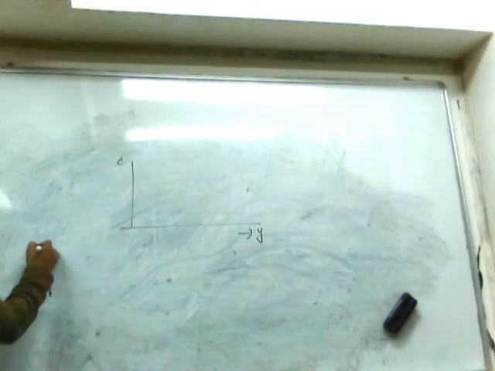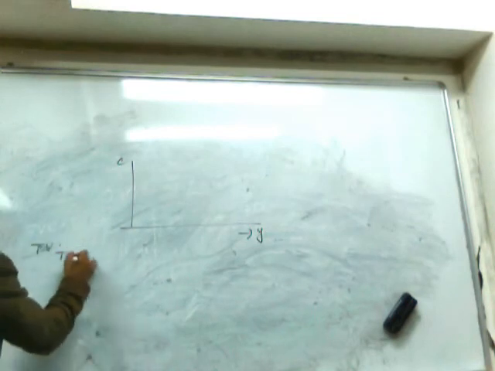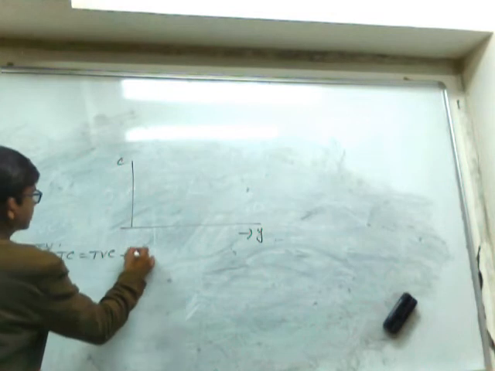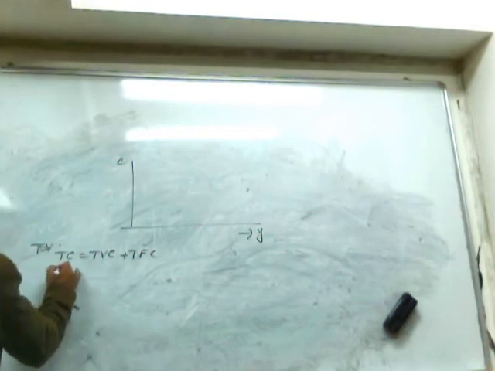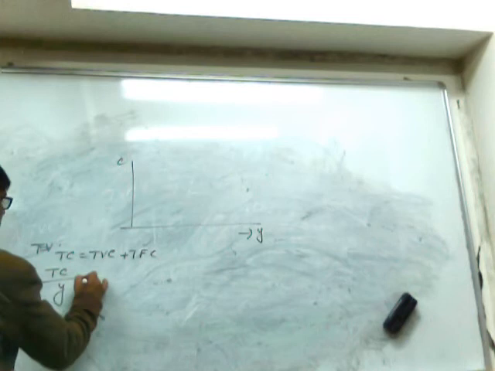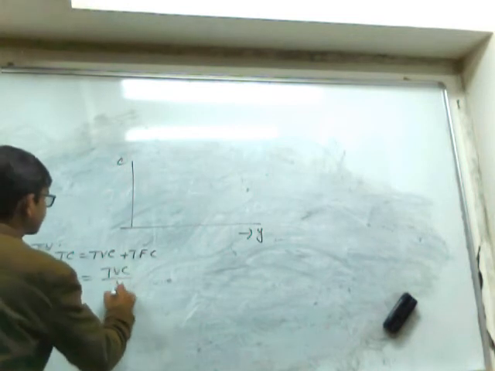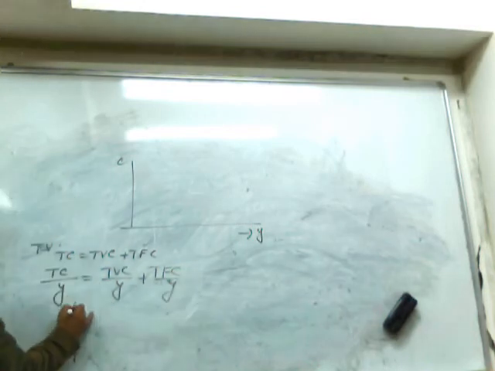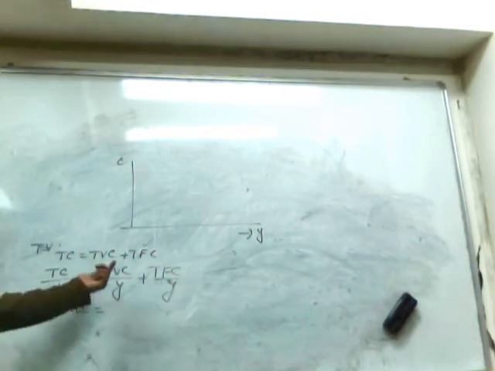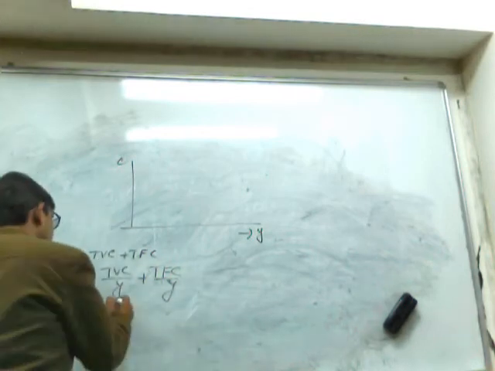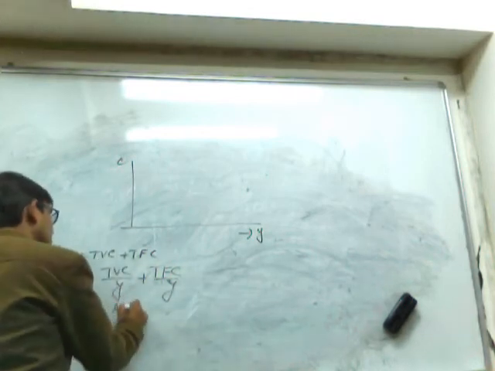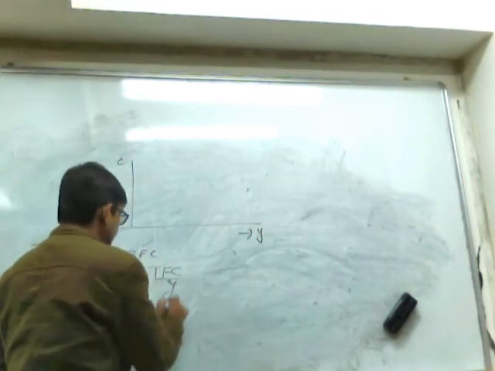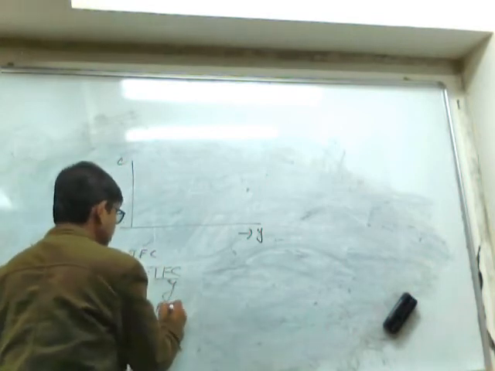So first we know that TC equals TVC plus TFC. The total cost equals total variable cost plus total fixed cost. If we divide it by the level of output, the left hand side indicates the average cost of production. Total variable cost divided by the level of output indicates average variable cost of production, and this will indicate average fixed cost of production.